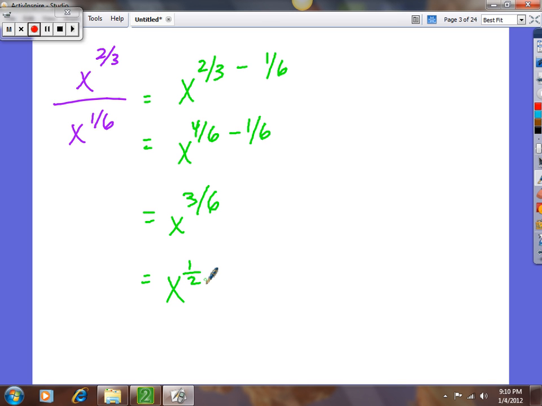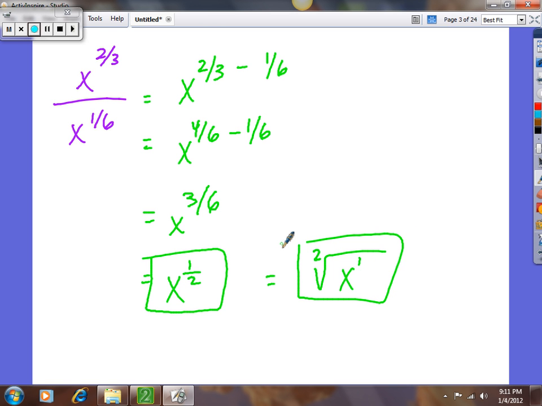And if they just want you to simplify it, you're done. But if they want you to write this as a radical, then you would write x to the 1/2. That's the same thing as square root of x. The numerator of the exponent goes right here, and the denominator is your index. So these are the same thing. Next one.